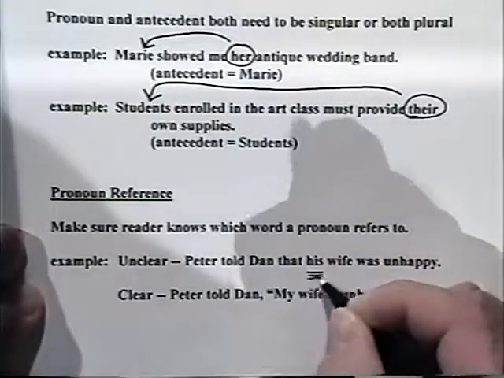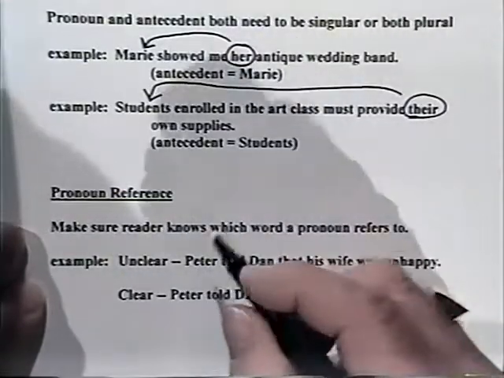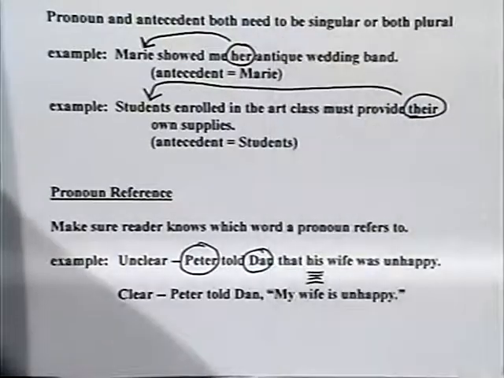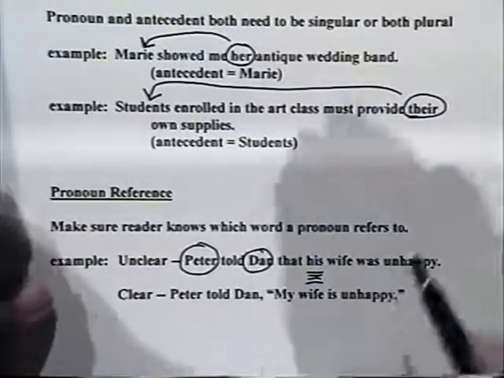Now, notice we have the pronoun his. Prior to that, before that in the sentence, we mentioned two male people, Peter and Dan. So you may know whose wife they're talking about or writing about. That doesn't mean the reader knows that. So we have to make sure the reader knows, does he refer to Peter or to Dan?